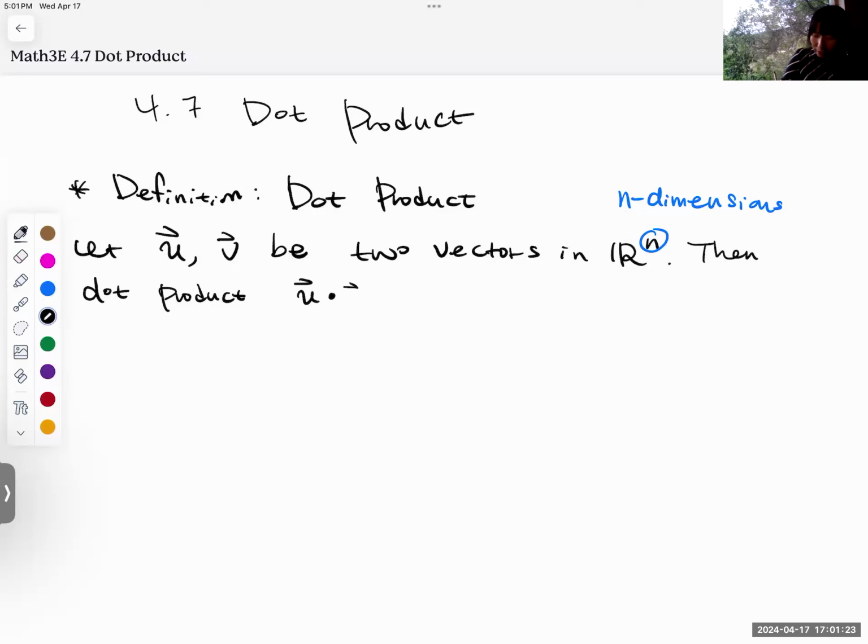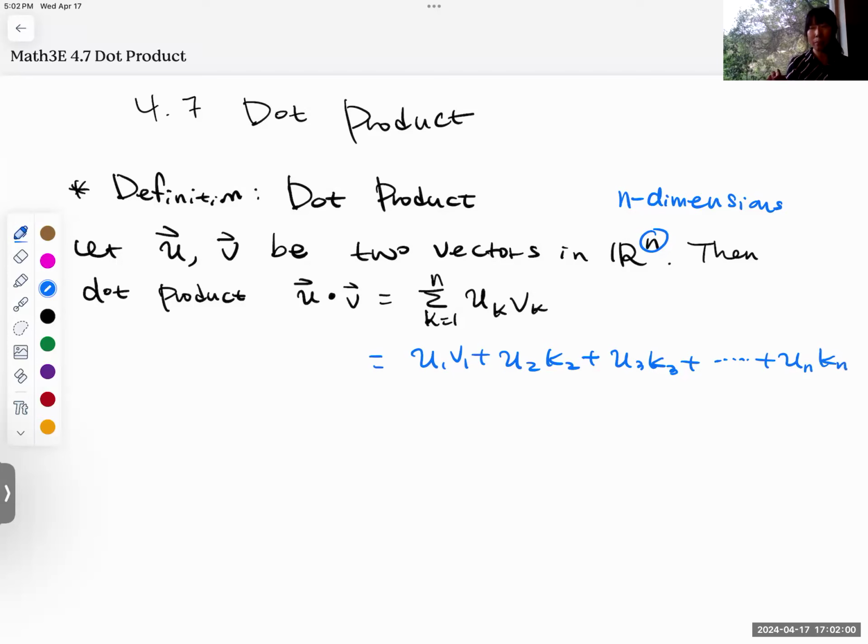So it's U dot V equal to the summation of k equal to 1 to n of U sub k and V sub k, right? So if we expand this one, when k equal to 1, we have U sub 1, V sub 1. When k equal to 2, we have U sub 2, V sub 2. When k equal to 3, U sub 3, V sub 3, until U sub n, V sub n, right?